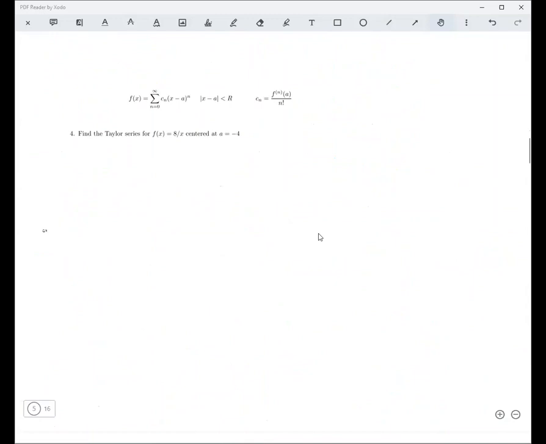So here we have 8 over x. And the difference here is that a is -4 this time. So that complicates things. The Maclaurin series is generally easier to deal with. But again, we're going to do a chart here, n, and then the nth derivative of x, and then the nth derivative of x evaluated at -4, because a is -4 this time. So that's the difference. You're getting experience with different values of a other than 0.